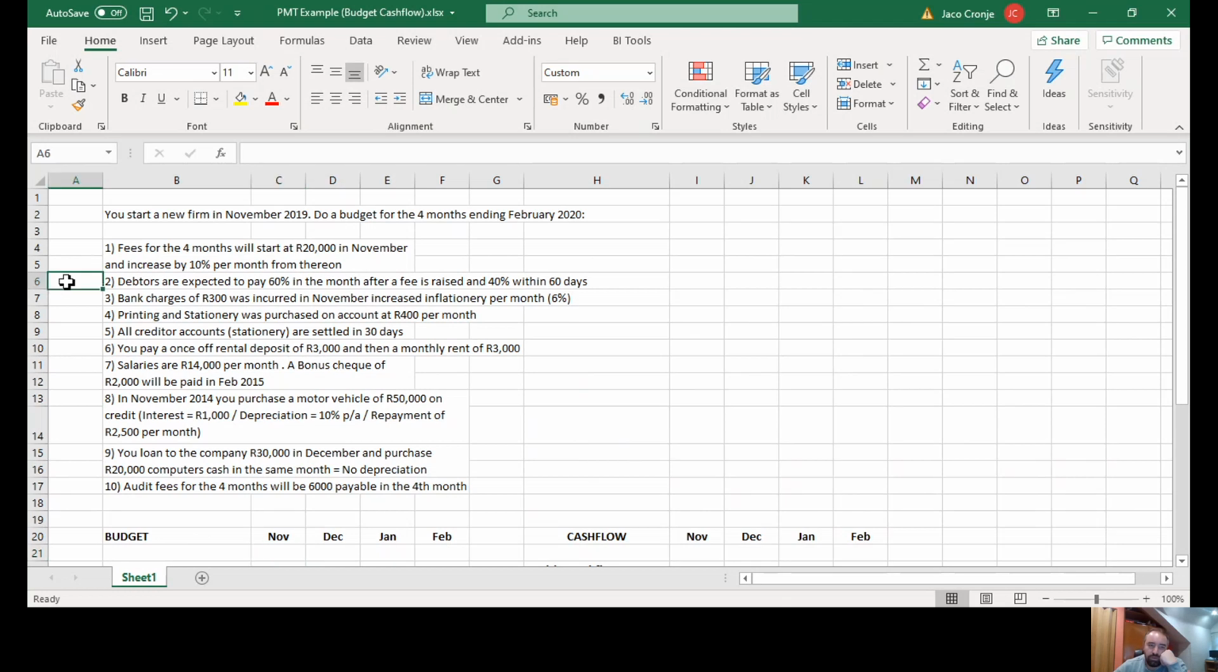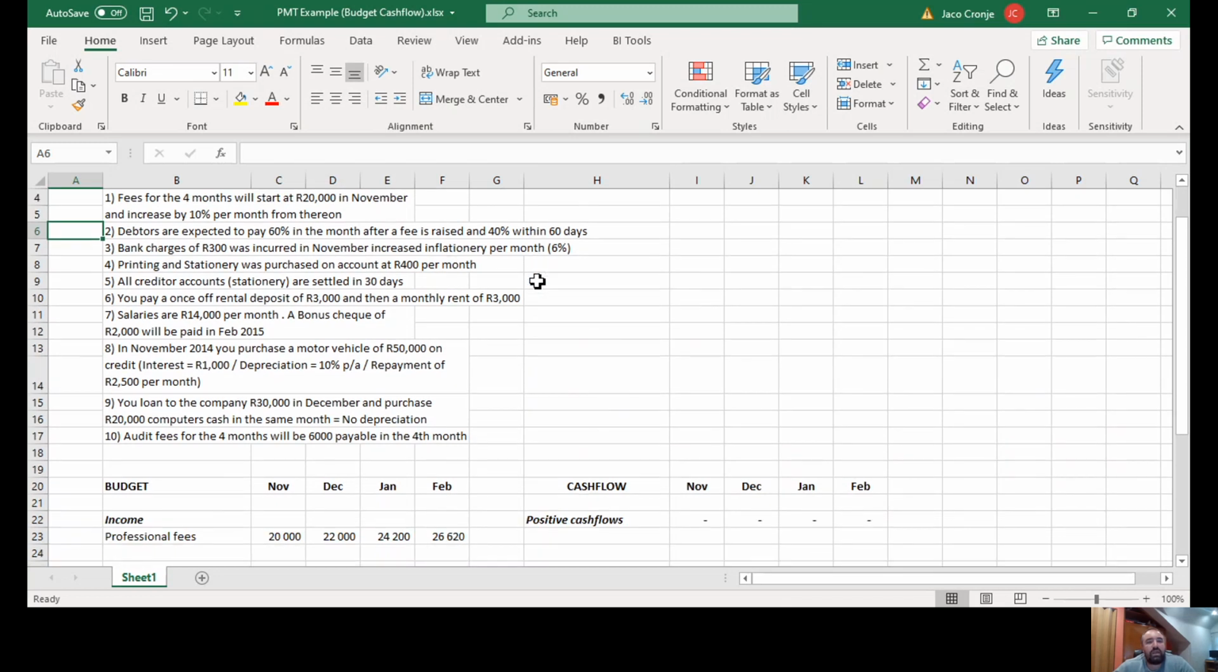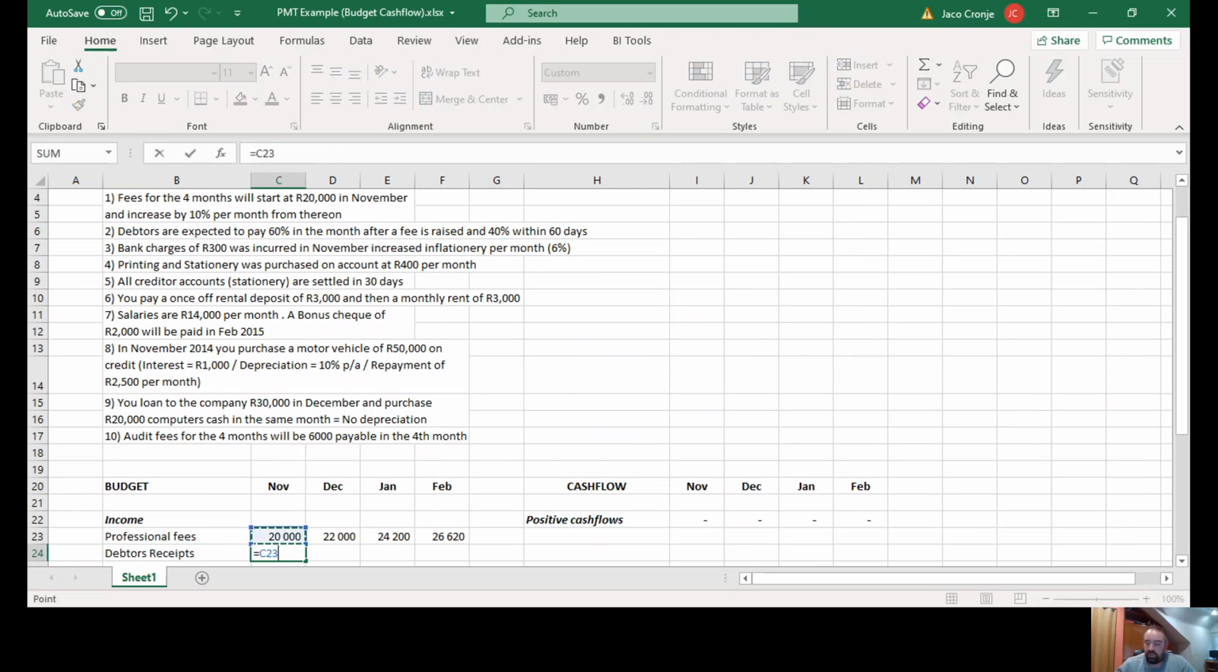But if we then move to line item number 2, it says debtors are expected to pay 60% in the month after a fee is raised and 40% within 60 days. So now let's ask ourselves, should that go in the budget, the cash flow, both or none? So let's first look at the budget. Can I now go and under income say debtor receipts and say 60% of that?